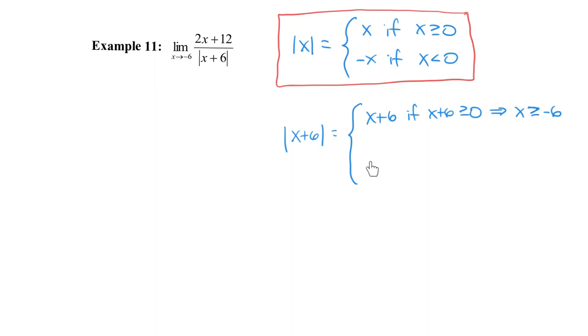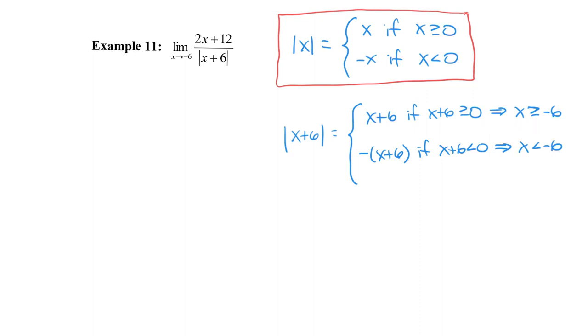Then on the bottom part, just like we did here, the absolute value of x plus 6 is going to be the opposite of x plus 6. So this will be negative of x plus 6 if x plus 6 is less than 0, or in other words, x is less than negative 6. Then we just have to break this up into two pieces based on whether we are here or here.